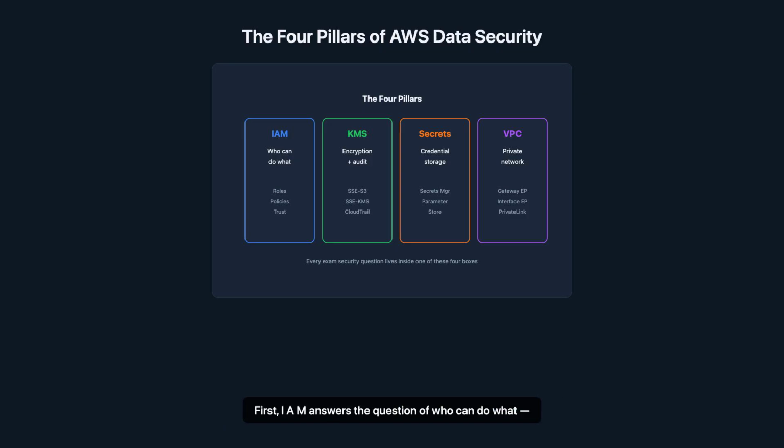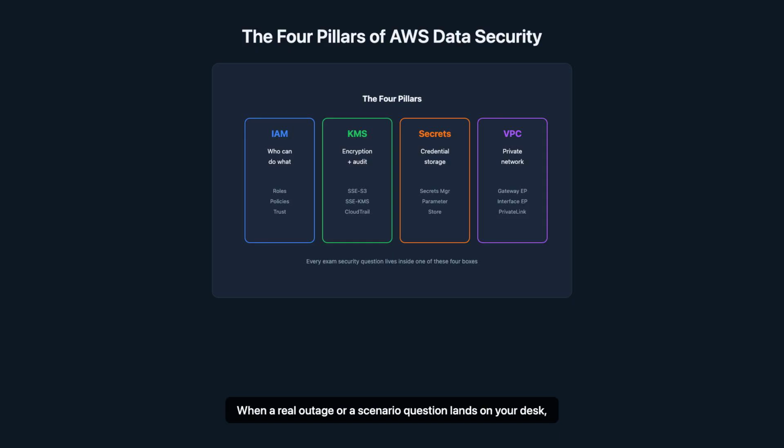First, IAM answers the question of who can do what: roles, policies, and trust relationships. Second, KMS handles encryption and, crucially, the audit trail that proves who decrypted what. Third, the credentials pillar covers Secrets Manager and Parameter Store, where you stash database passwords and config values. And fourth, VPC endpoints keep your data traffic off the public internet entirely.